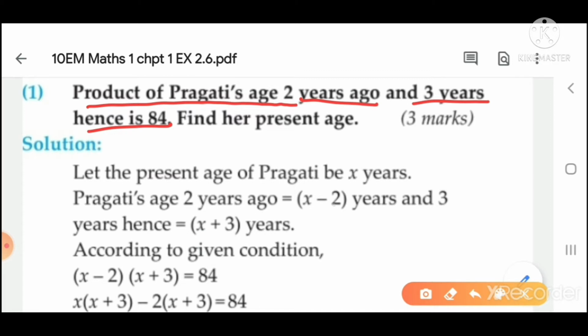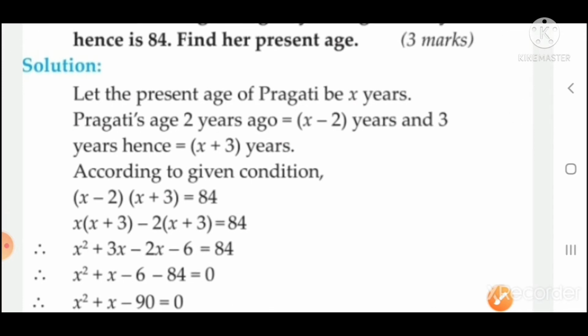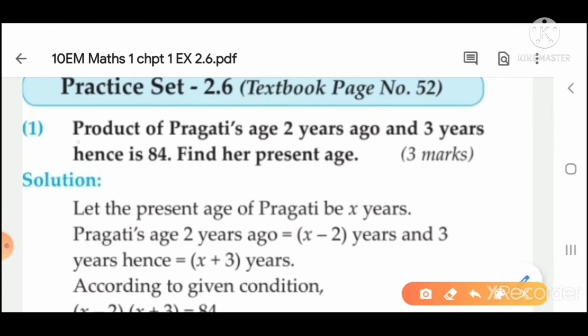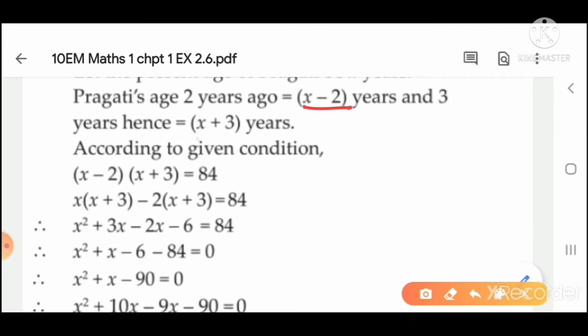So 2 years ago the age was x minus 2 years, and after 3 years the age becomes x plus 3 years. So according to the given condition, इन दोनों का प्रोडक्ट लेना है. तो प्रोडक्ट मतलब क्या होता है, multiplication. So we will multiply x minus 2 and x plus 3, both, is equal to 84, that they have told in the question.